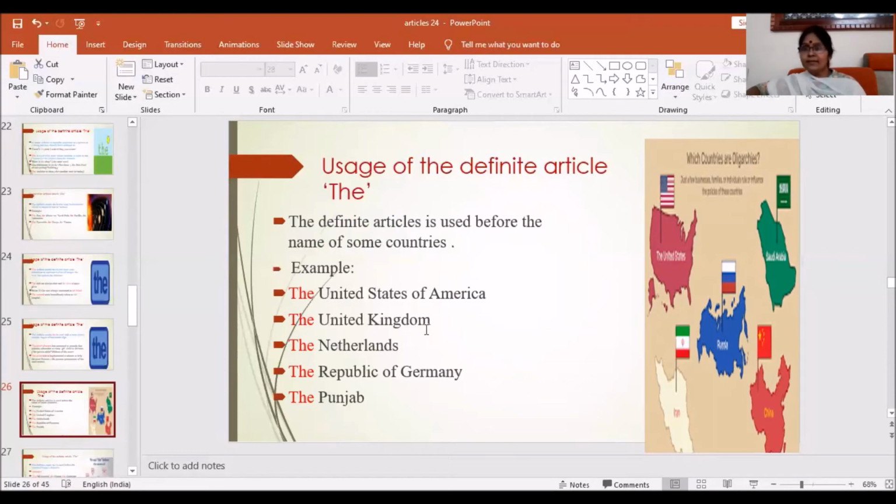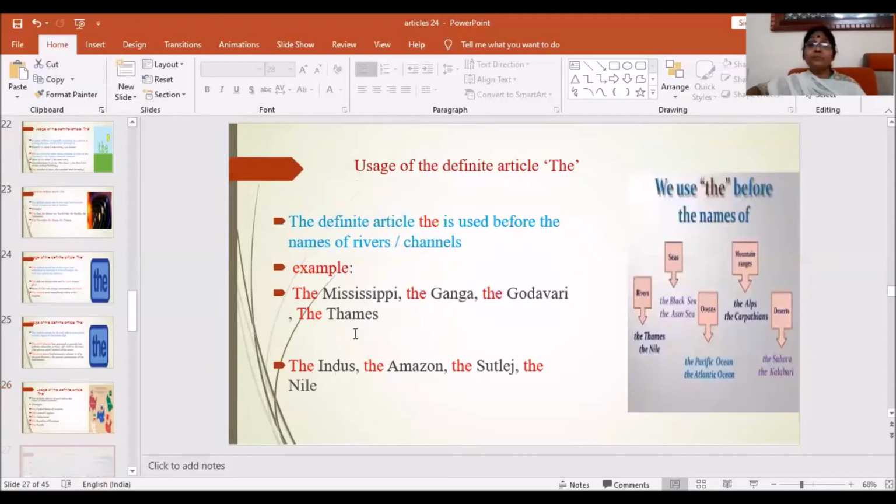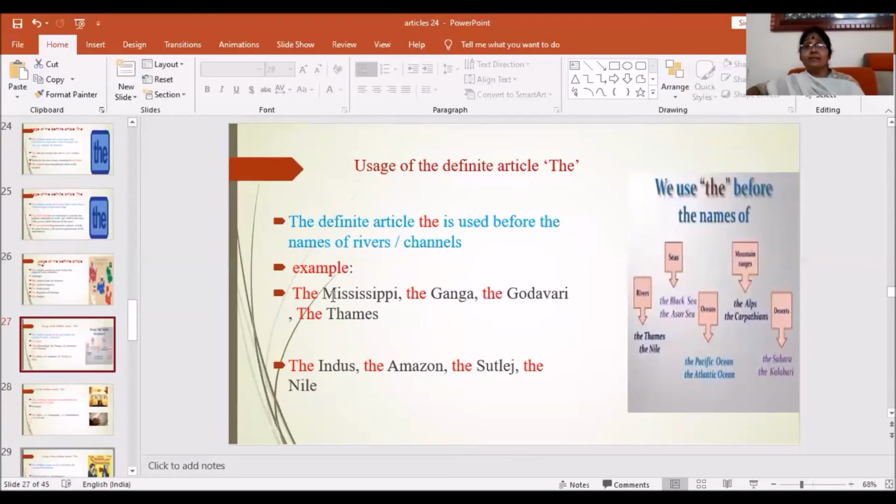The United Kingdom, the Netherlands, the Republic of Germany, even Punjab. Punjab means a state of 5 rivers. So I'll say the Punjab. So these examples tell us that the definite article is used before the name of some countries that are descriptive in nature, right? The definite article the is used before the names of rivers, seas, oceans, right?